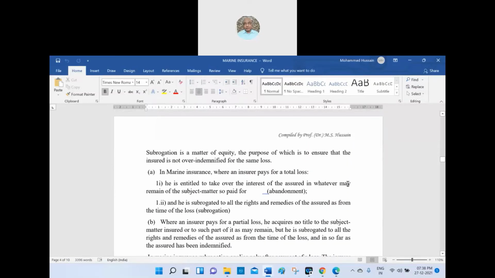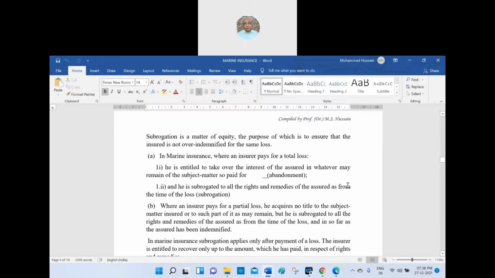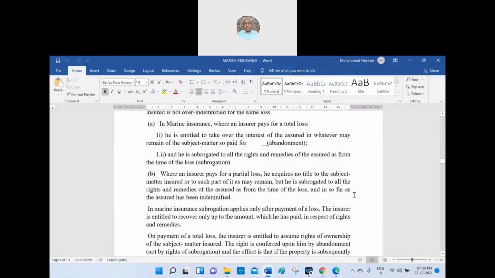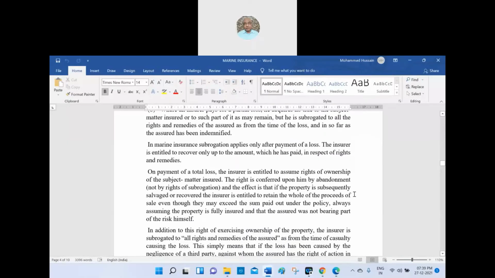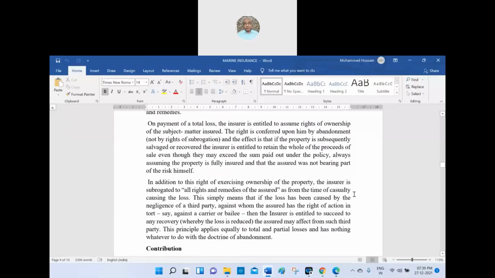And here I have given some points. In marine insurance, where an insurer pays a total loss, he is entitled to take over the interest of the insured in whatever may remain of the subject matter so paid for. Second point, he is subrogated to all the rights and remedies of the insured from the time of the loss. So they will get it back from the person who is at fault, stepping into the shoes of the insured. First and foremost, the insurance company will come to the rescue of the victim. Later on, they will realize who is actually at fault, and they recover that amount from that person. Suppose that person doesn't have an insurance policy, then why would the insurer pay? Am I right?